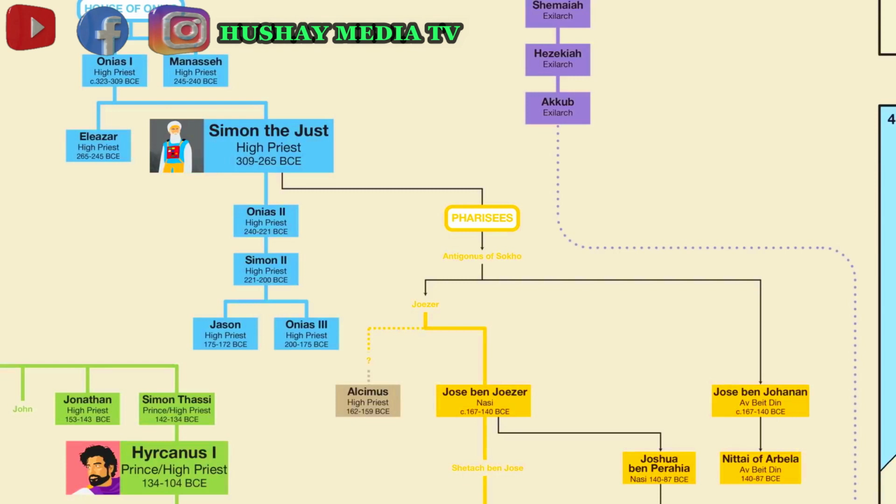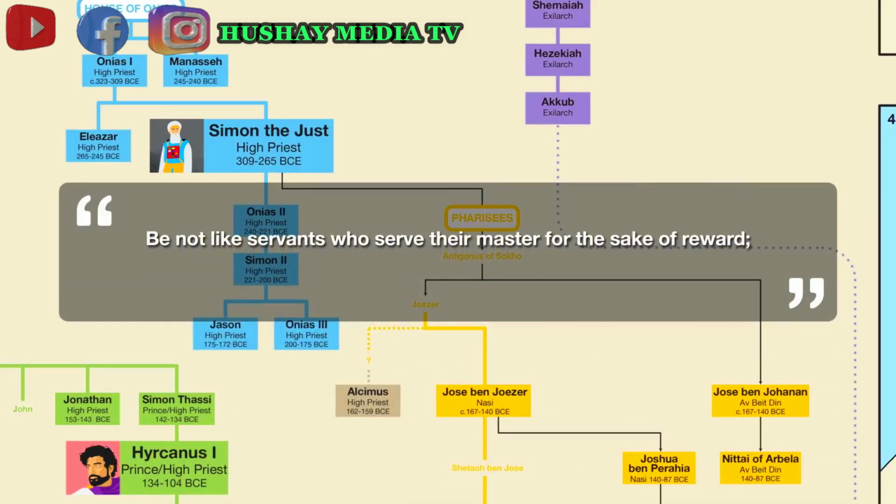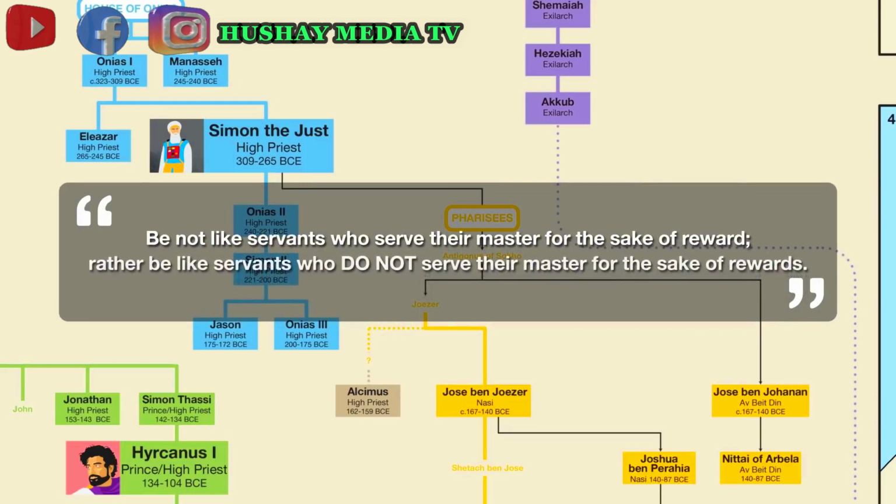Therefore, the next person I'm going to point out is Antigonus of Soko, who was a student of Simon the Just. Antigonus is quoted as having said, "Be not like servants who serve their master for the sake of reward. Rather, be like servants who do not serve their master for the sake of reward." This idea represented a fundamental shift in Jewish thinking.